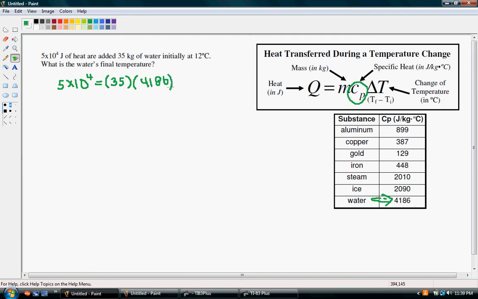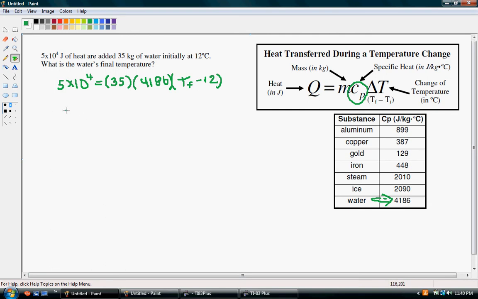And then you multiply that by the change in temperature. Now remember, delta temperature is always final minus initial. So we have our final temperature minus our initial temperature. Well, the water was initially at 12 degrees Celsius. So we're trying to figure out what the final temperature was. So right now we're just going to say TF minus 12 degrees.